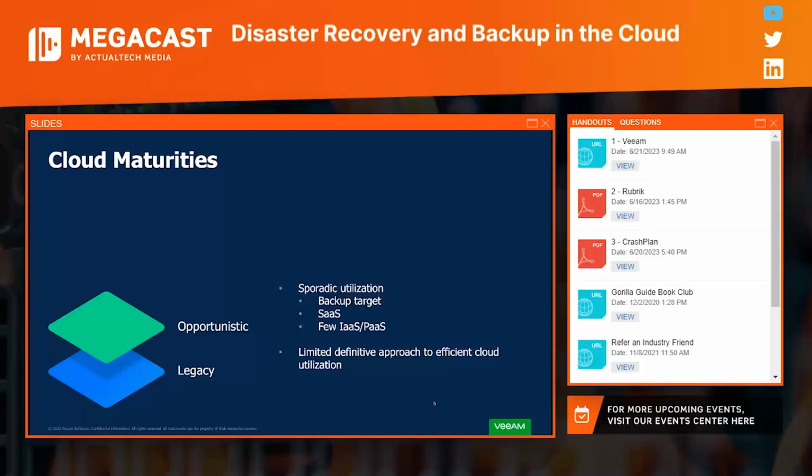But still lacking this definitive approach to efficient cloud utilization, because efficiency is absolutely key if we're going to avoid any sort of overspend or bill shock.